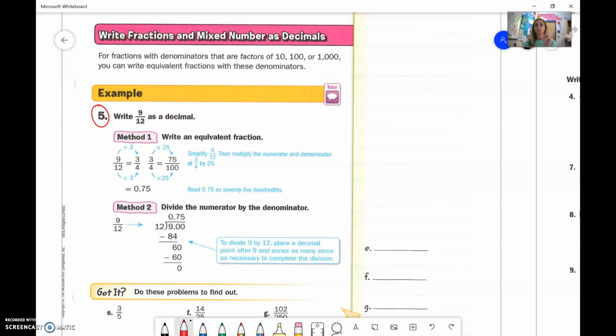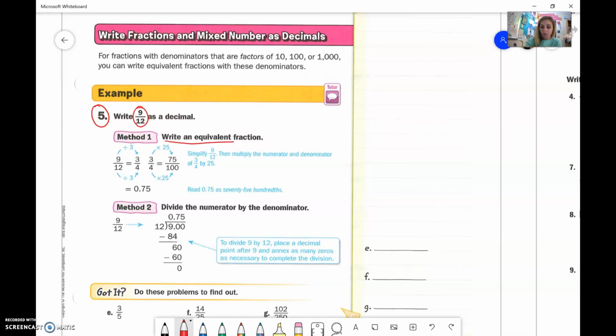Now, you're going to get taught 2 methods. You're going to choose what method works best for you or which one you feel most comfortable with, or sometimes you can do both of them, go back and forth depending on how you feel like it's going. So method number 1. Here's what we're going to do. It says, write 9/12 as a decimal.